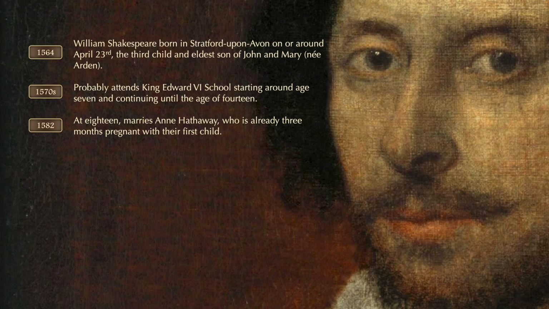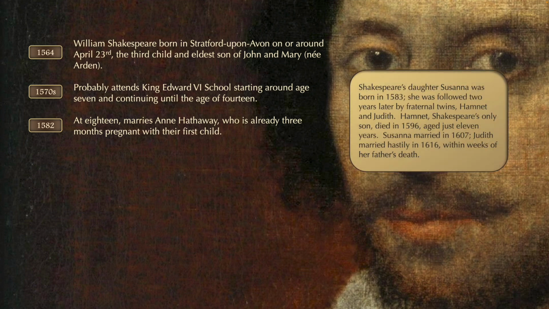At 18 years old, in 1582, he marries a woman named Anne Hathaway, who's older than he is, and she's already 3 months pregnant with their first child at the time of their marriage. His first daughter, Susanna, was born in 1583. She was followed 2 years later by fraternal twins, Hamnet and Judith. And Hamnet, Shakespeare's only son, died in 1596. He was just 11 years old when he passed away. Susanna married in 1607, and Judith married hastily and somewhat controversially in 1616, just weeks before William Shakespeare died.